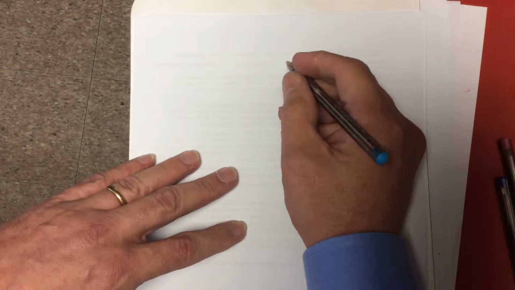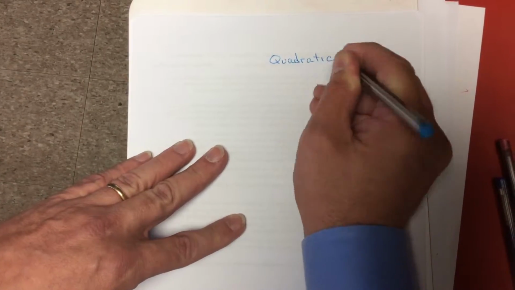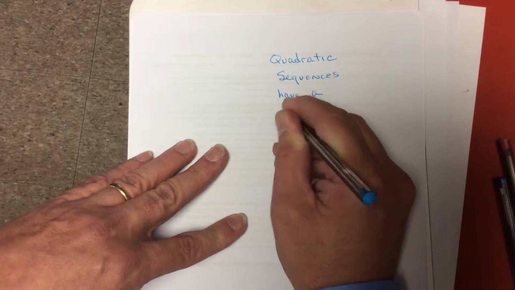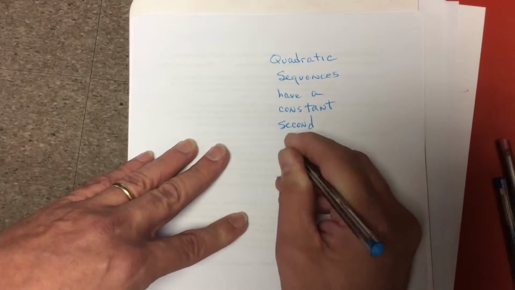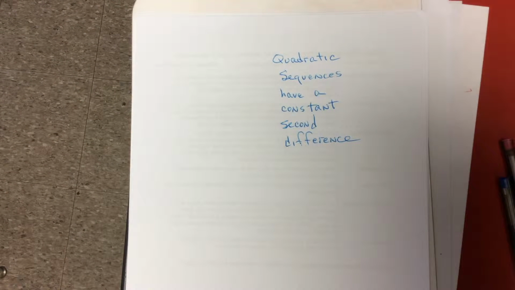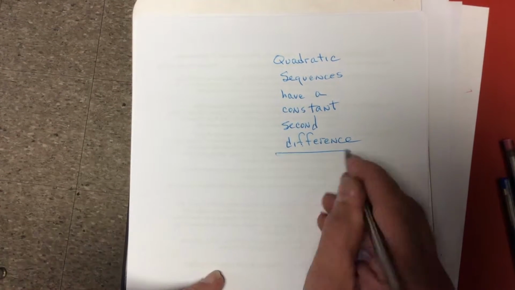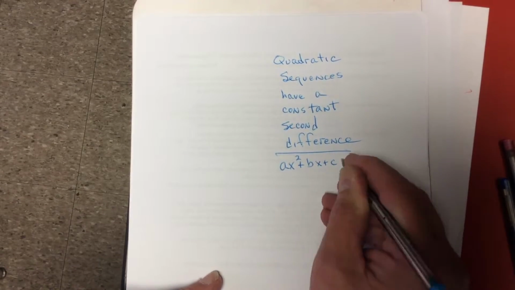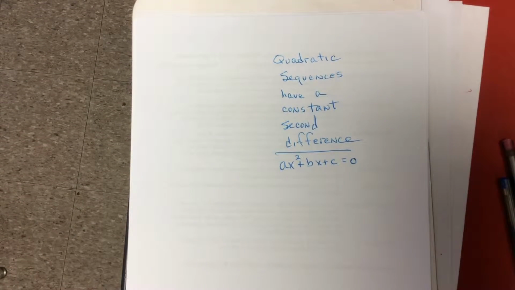Okay, we have looked at sequences that turned out to be quadratic. And we said that quadratic sequences have a constant second difference. That's how you recognize them. The other thing we said was that the standard form for the equation looks like this.